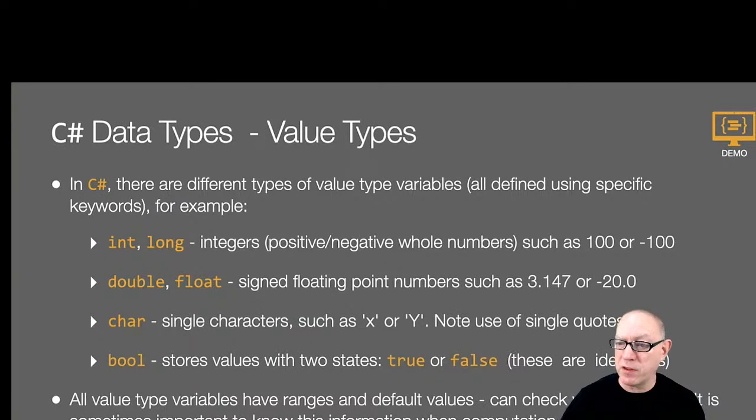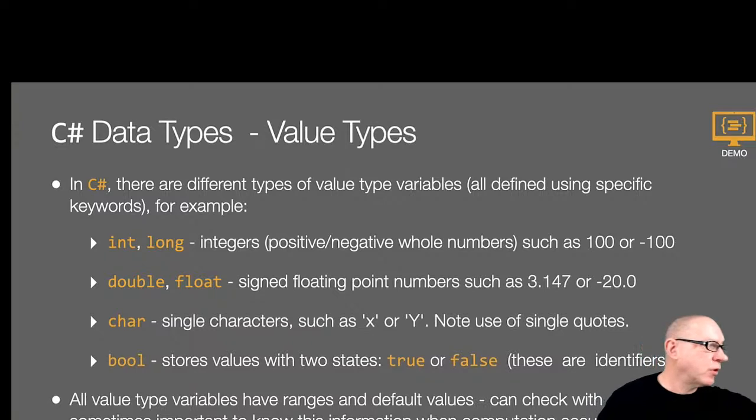We have doubles or floats, and they can be floating point numbers such as pi, for example, 3.147, or minus 20 and so forth. And then we have chars, which are single characters, little x, capital Y. We use single quotes to define chars. And then we have booleans, and they have two states, true or false. These are also identifiers, so you can't call something true or false.